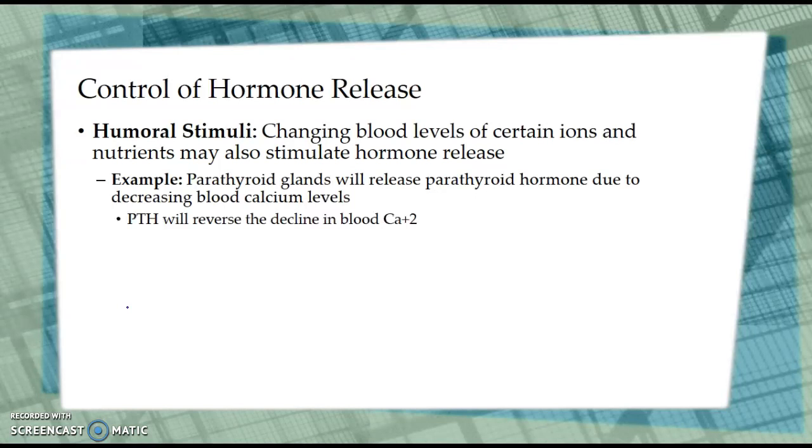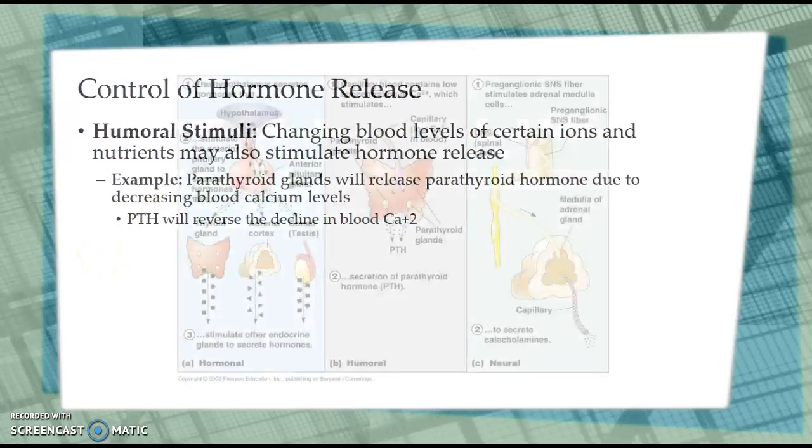So you have these little tiny glands on your thyroid called parathyroid glands. And if you have decreasing blood calcium levels, then the parathyroid hormone gets released to bring your blood calcium levels back up. So that calcium being low stimulated the parathyroid hormone to be released.